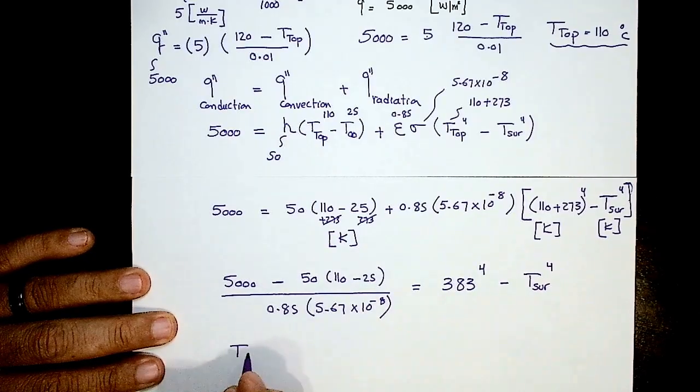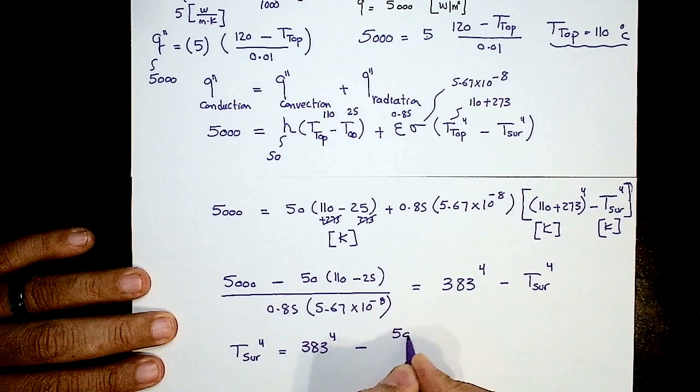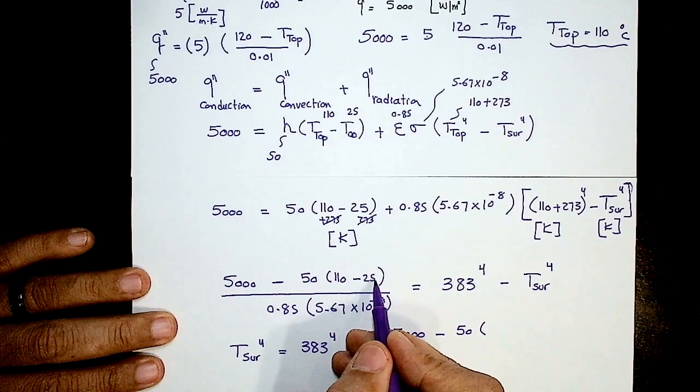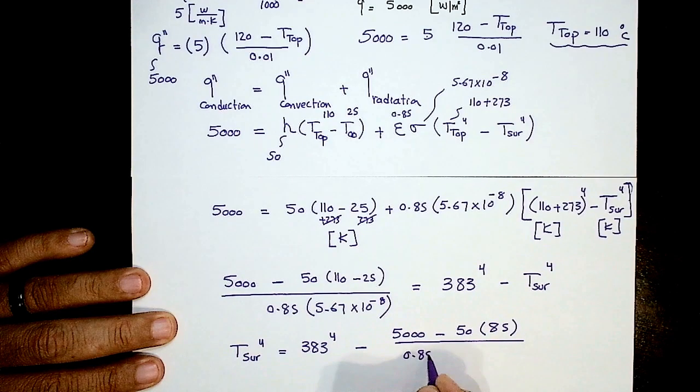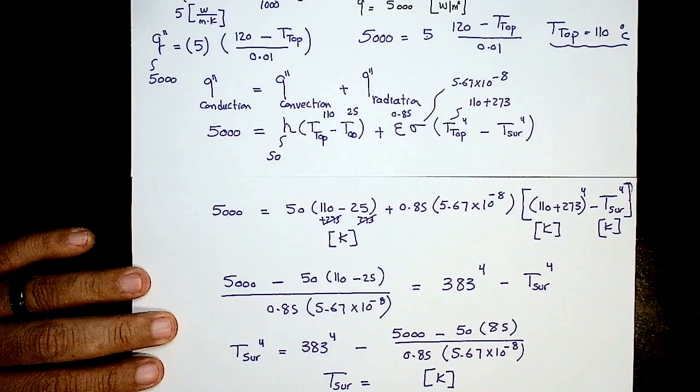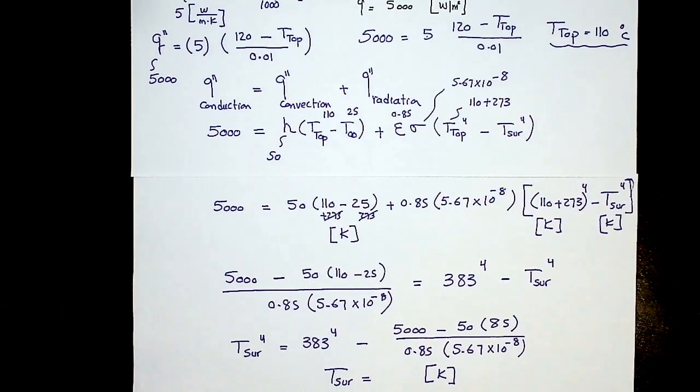So I will bring T surrounding to this side, the fourth, equal to 383 to the fourth minus 5,000 minus 50 times 110 minus 25, that's going to be 85, divided by 0.85 times 5.67 times 10 to the minus 8. Then you can actually get T surrounding out of this equation. And remember, the unit of T surrounding will be in Kelvin. So you can get that value for T surrounding, then you can subtract 273 to get that temperature in degrees C. So this is just an example to combine all the different mechanisms of conduction, convection, radiation.